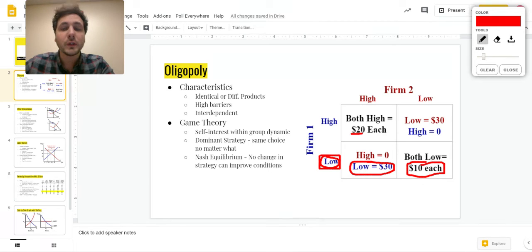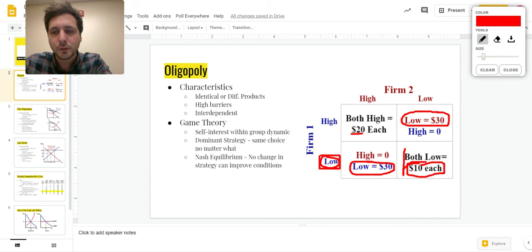Okay? Now let's look at firm 2. Firm 2, what should they do if firm 1 prices high? So we hold firm 1's high constant. So we're right here in this row. Should firm 2 price high and get $20 or price low and get $30? The answer is they should price low. Okay, if firm 1 prices low and we hold this constant, should firm 2 price high and get 0 or low and get 10? The answer is they should also price low.